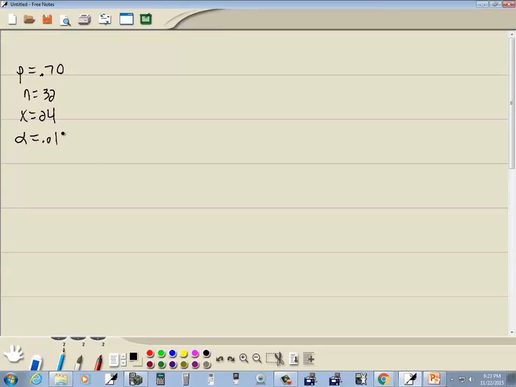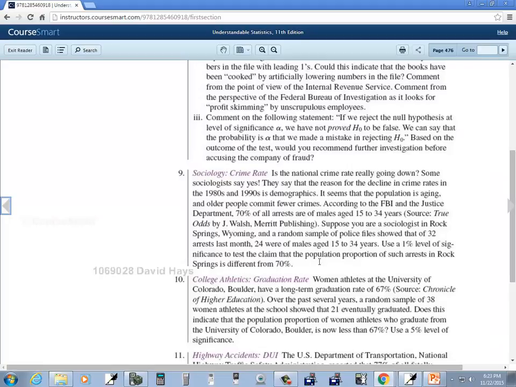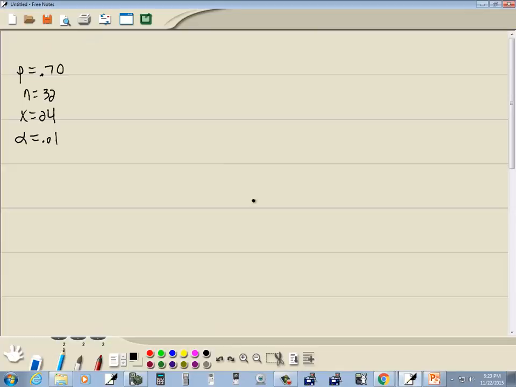So alpha is 1%. To test a claim that the population proportion of such arrests in Rock Springs is different from 70%. So there's our claim. Different from 70%.